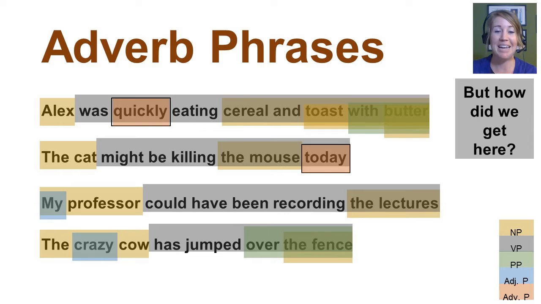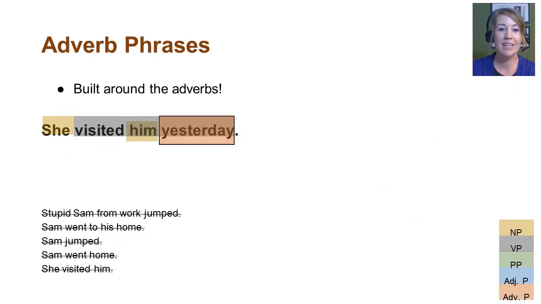We have adverb phrases, okay? Here we have two adverbs in our example sentences. We have Alex was quickly eating cereal, so we have quickly, and then the cat might be killing the mouse today. Those are both adverbs. Adverb phrases are, as you can guess, built around the adverb. So, and she visited him yesterday. Yesterday is our adverb. I forgot to mention this, but the reason these other sentences are crossed out at the bottom throughout this lecture is because they didn't contain a part of speech I was addressing on that slide. So of those example sentences, this was the only one that had an adverb in it.